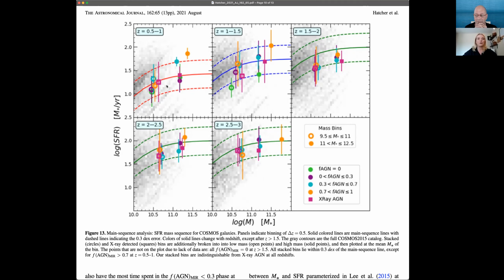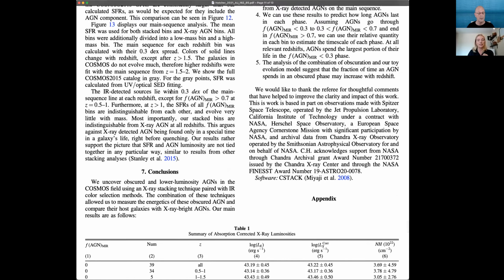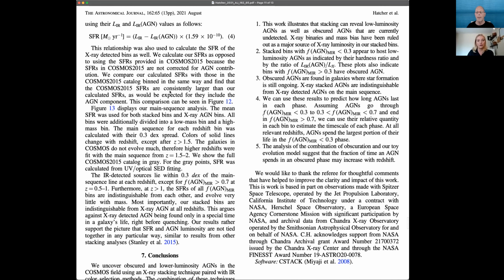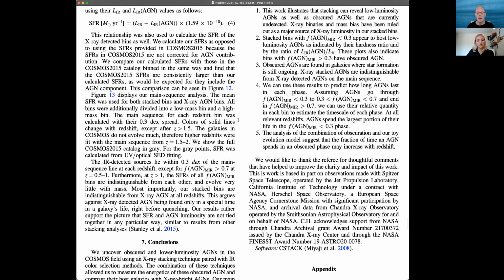And so overall, the main conclusions we got from this work and from those main key figures are that, 1, stacking is able to reveal low luminosity AGN as well as possibly obscured AGN that are currently undetected or maybe misidentified as star-forming galaxies. Stacked bins with an FAGN less than 0.3 appear to host low luminosity AGN.